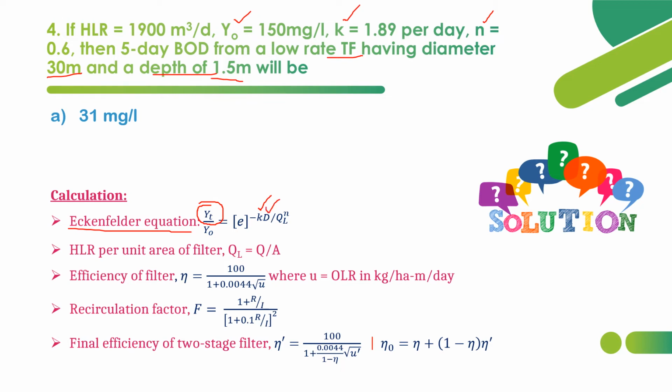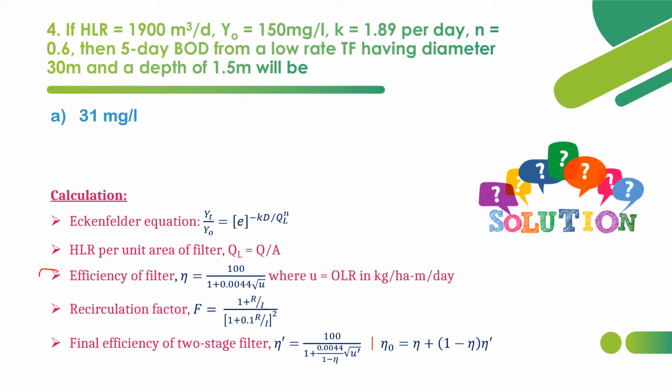What is the QL value? QL is nothing but hydraulic loading rate per unit area. So that's why we are calculating Q by A. What is Q here? 1900 meter cube per day divided by A. What is the area of the trickling filter? Pi d square by 4. So we know the diameter of the trickling filter, 30 meter. And n is also known, 0.6. So on substituting all the values, we will get the answer for Yt as 31 milligram per liter. So now let's see other important things regarding trickling filter.